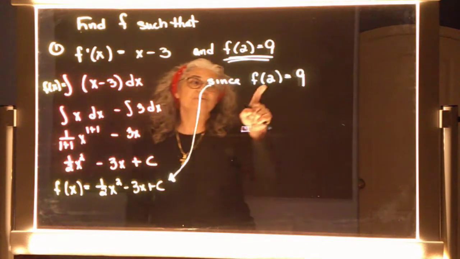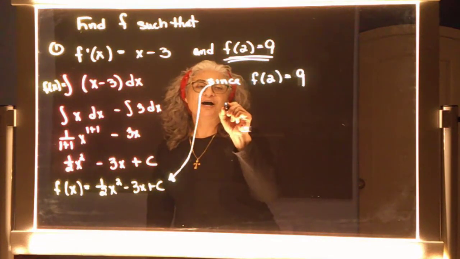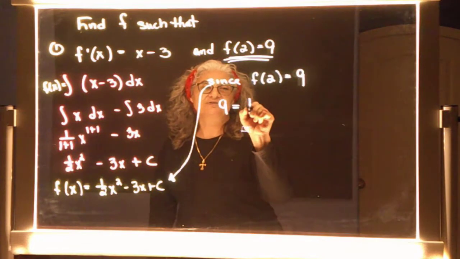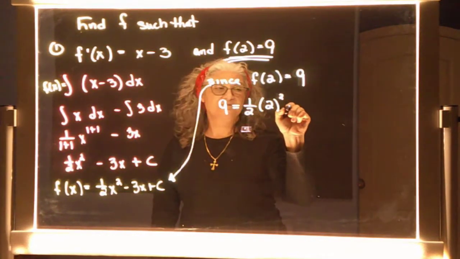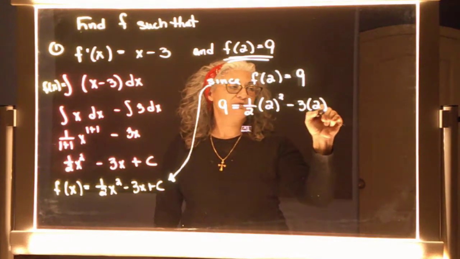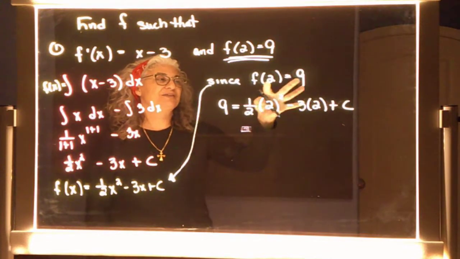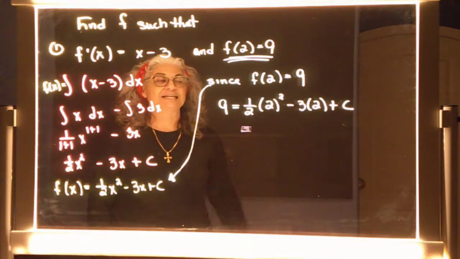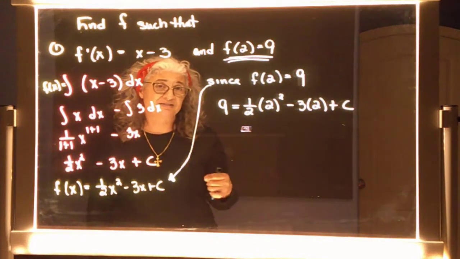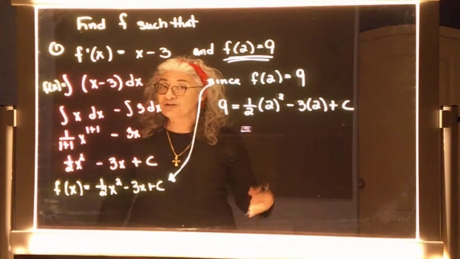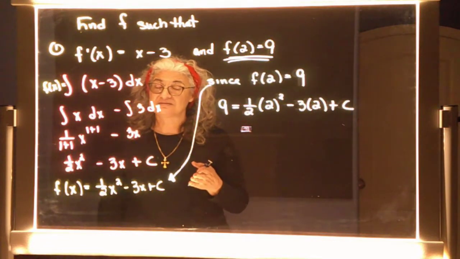So, what do you think you're going to do with the 2 and the 9? Plug it in. So, I'm going to have 9 equals 1 half 2 squared minus 3 times 2 plus C. What do you think we are going to find given this X and this Y? We're going to find the constant. We're going to find out if there really was a constant in the original problem or not based upon that information. With me? All right.